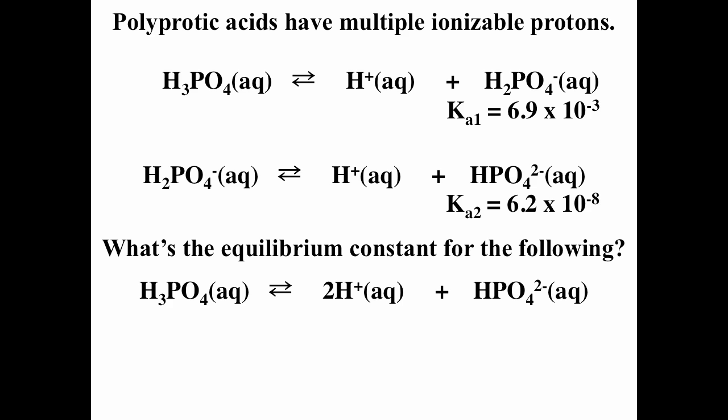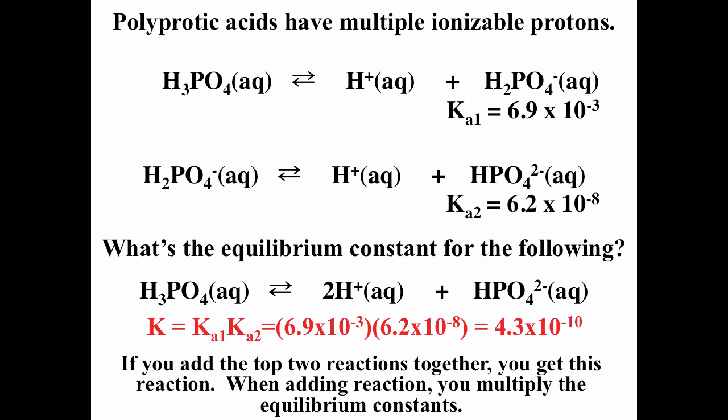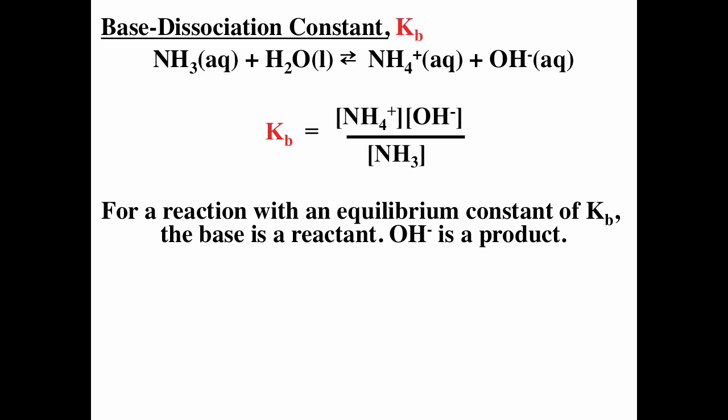It's an interesting question to ask: what is the equilibrium constant for the following reaction? We have phosphoric acid going to 2 hydrogen ions plus hydrogen phosphate. You should recognize that this is the sum of the 2 reactions above it. If we add the reaction corresponding to Ka1 and the reaction corresponding to Ka2, we get the reaction we're looking for. When you add reactions, you multiply the corresponding equilibrium constants. So the equilibrium constant for our third reaction is Ka1 times Ka2, which is equal to 4.3 times 10 to the minus 10.